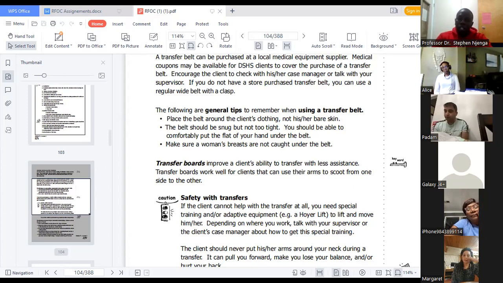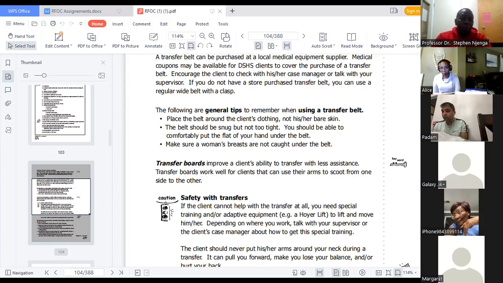What are the cautions or safety transfer tips? If the client cannot help with the transfer at all, you need special training or adaptive equipment like a Hoyer lift to lift and move him or her. Depending on where you work, talk with your supervisor or the client's case manager about getting this special training. So if you're not able to lift these clients with your hands, make sure you have special training on how to use the Hoyer lift.